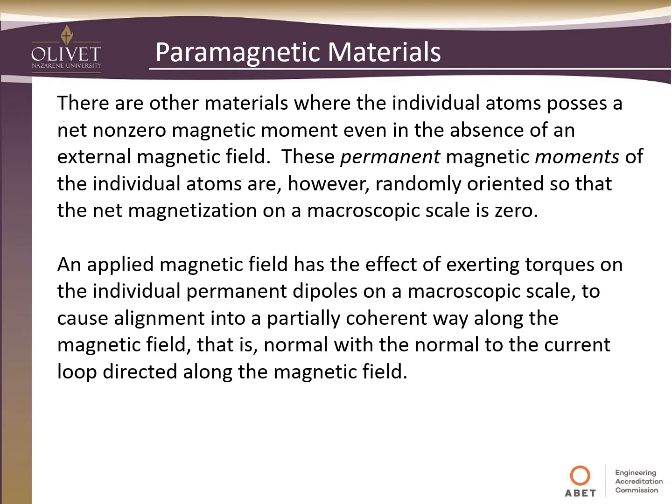So an applied magnetic field has the effect of exerting torques on the individual permanent dipoles on a macroscopic scale. This causes alignment in a partially coherent way along the magnetic field, that is, with the normal to the current loop directed along the magnetic field. This phenomenon in certain materials is known as paramagnetism.